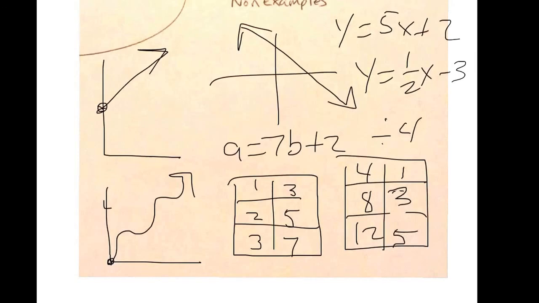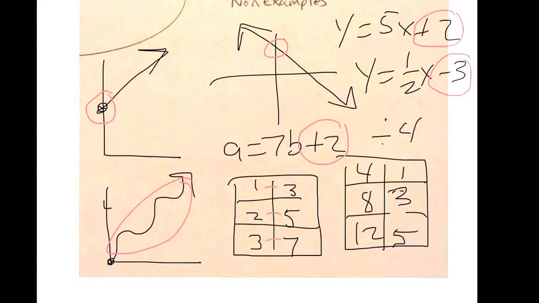So these are all non-examples of direct variation, and I'll give you the reason why. Doesn't go through the origin, doesn't go through the origin, not a straight line, has something added onto the end, has something subtracted onto the end, has something added onto the end. There's not one single thing that you can multiply by to go straight across here. Same thing, there's not a single thing you can divide by here.